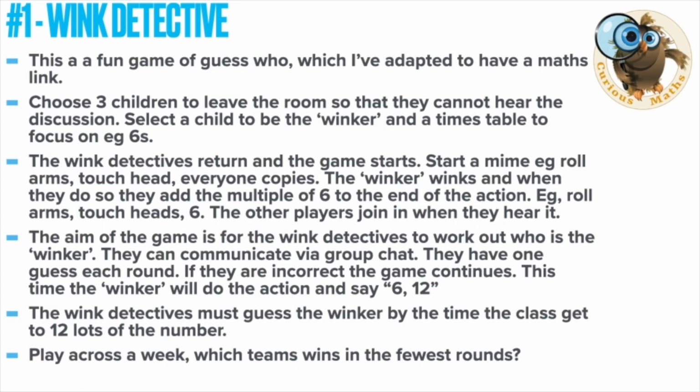When the winker is ready, they wink, and when they do so, they add a multiple of 6 to the end of the action. The aim of the game is for the wink detectives to work out who is the winker, and they can talk between themselves through group chat, and they can have one guess per round. But if they're incorrect, we carry on and the winker will then go to the second multiple of 6 and so on.